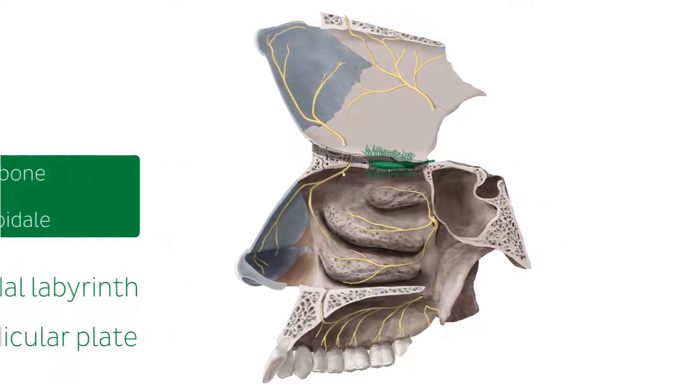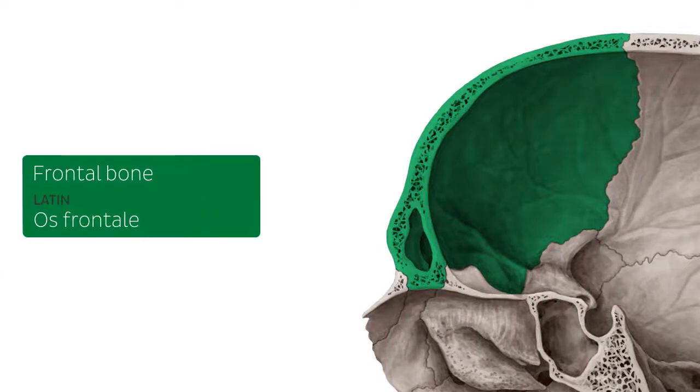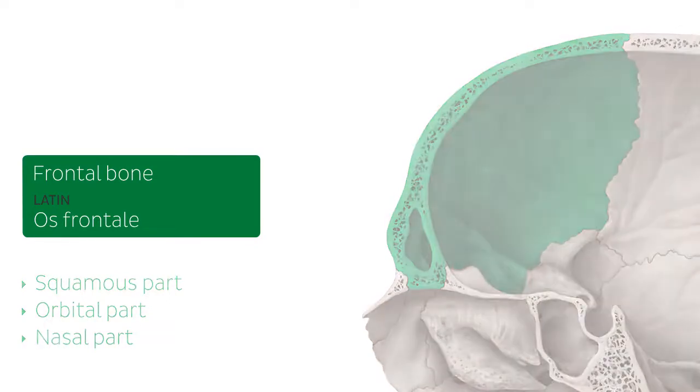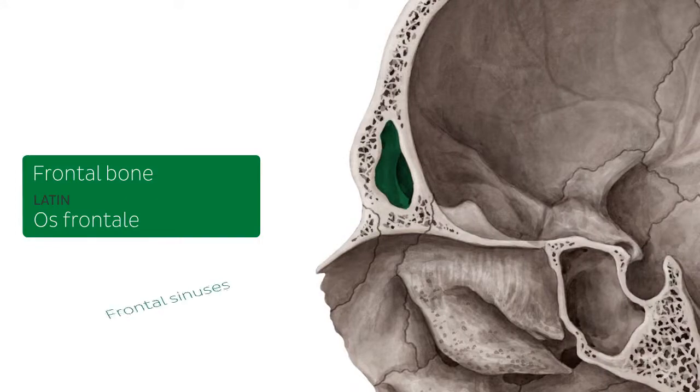The frontal bone is one of the large bones of the skull, which also contributes to the formation of the lateral wall of the nasal cavity. It consists of a squamous part, an orbital part, and a nasal part. The squamous part of the frontal bone is the largest part of the bone, which encompasses the area of the forehead. In the next illustration, we can see the cavities of the frontal bone, known as the frontal sinuses.